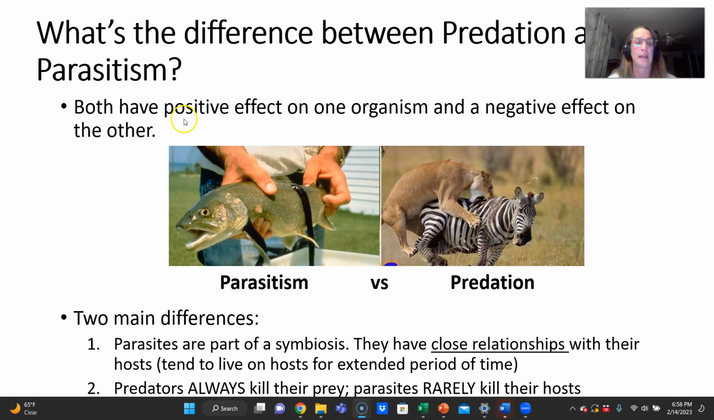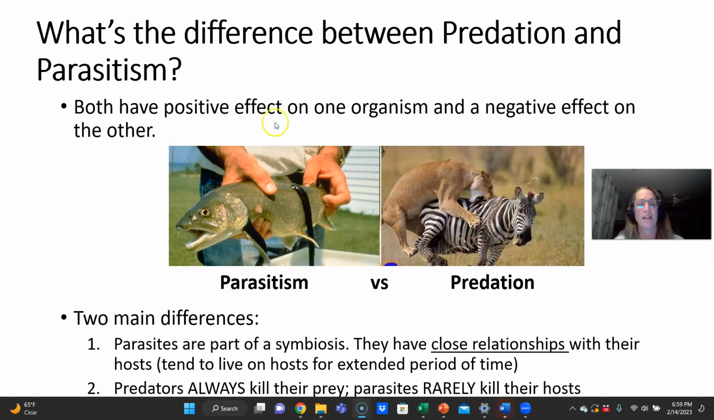So again, the similarities are that predation and parasitism both have positive effects on one organism and a negative effect on the other. So here we've got a fish, that's the host, and we have a parasite. This is a lamprey. It's another type of fish, but it acts as a parasite. This lamprey is benefiting, this host fish is being harmed. Here we have a predator, a lion, which is benefiting from this interaction, and the zebra is the prey item, and it is being harmed. So what are the differences between parasitism and predation? There are two main differences.